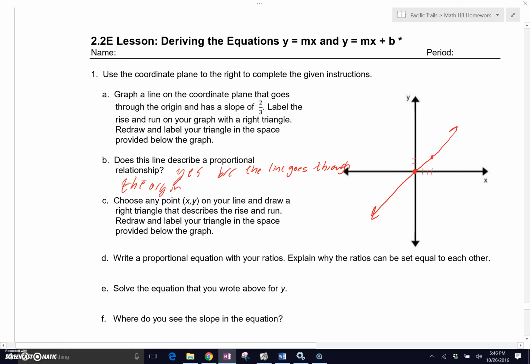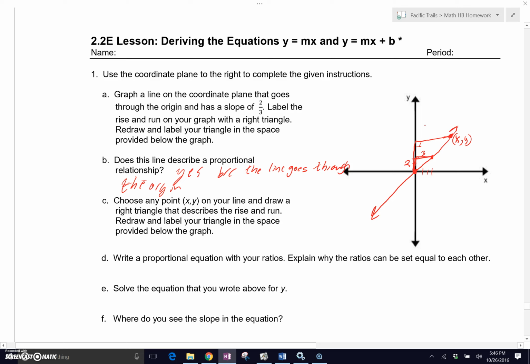And now it says choose any point on that line. So here's my line. Here's my little right triangle right here from my rise 2 and my over 3. And I'm just going to put another point here. I have no idea what it is, but I know I went over on my x and I went up on my y. So it's just an ordered pair that I don't know what it is. It's x comma y. And I'm going to draw another right triangle like this. So it's not perfect, but it's my right triangle.